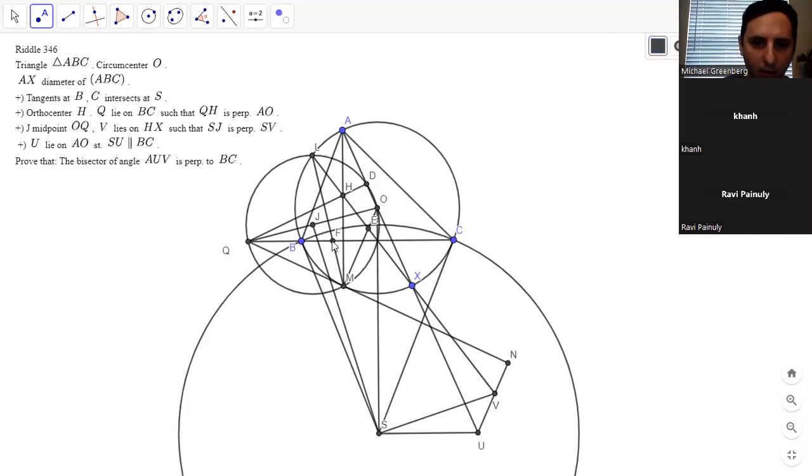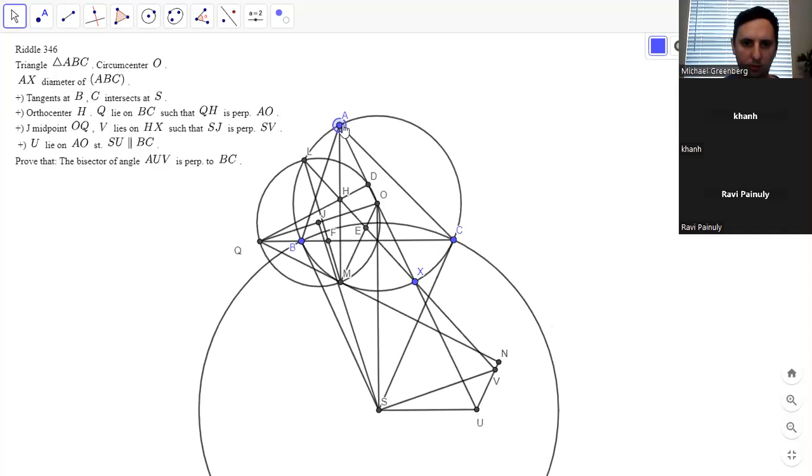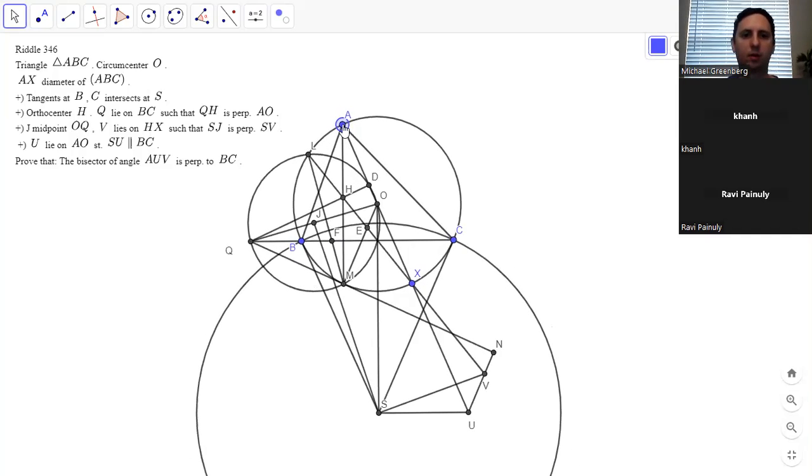So maybe if we just calculate the powers and stuff, we will prove that EF is the radical axis of the circle with center S and the circle OMQ. So EF would be the radical axis of these two. I haven't proved it yet, but E and F are familiar points because L, M, X are familiar. So hopefully we can do this little problem.